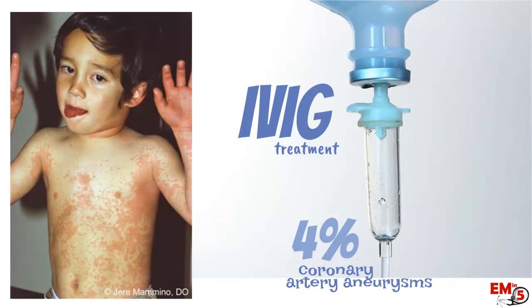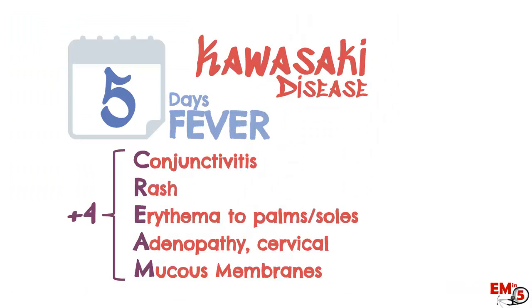And if we can get them started on the IVIG treatment right away, we can actually reduce that risk of coronary aneurysms down to 4%. So that's huge. So our goal in the ED is to recognize it, diagnose it, and get them treated. So let's talk about symptoms.